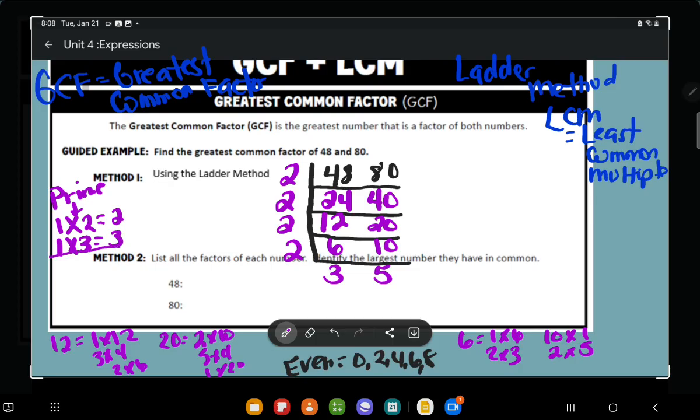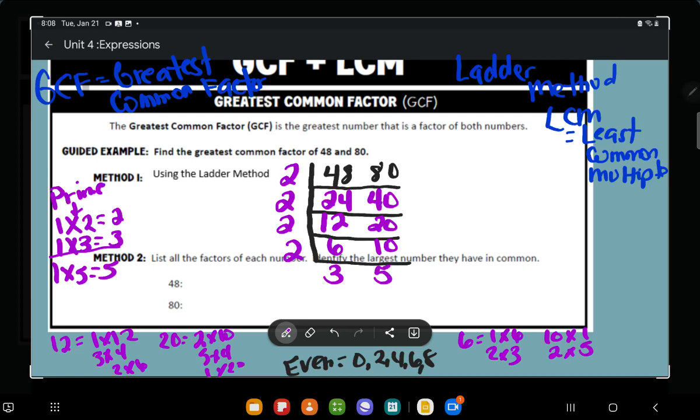Is 3 prime? Yes, we talked about 3 being prime over here. But 5 is also a prime number. So since both of these are prime, although we only needed 1 to be prime, that means I can stop drawing my ladder. I'm done here. I don't need to do any more dividing.